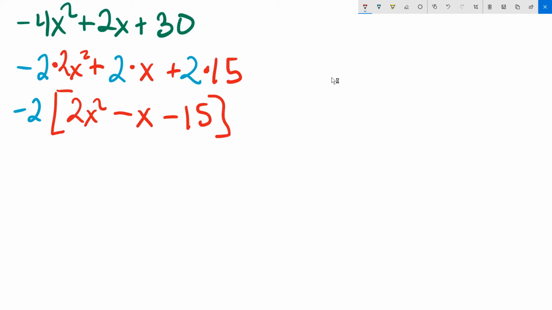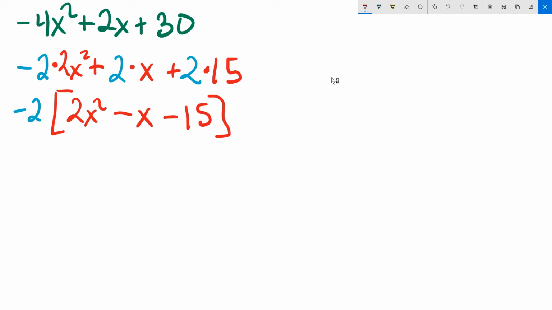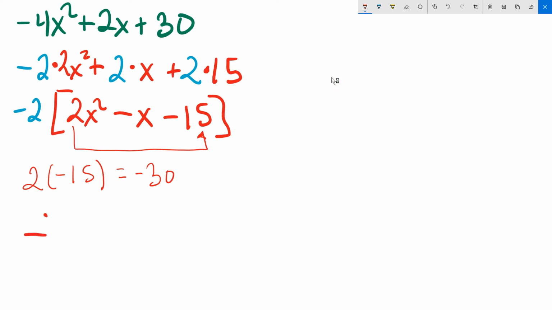Then after that, the next stage, you focus on the trinomial within the brackets. In our case, I'm going to use the AC method. The AC method basically states the following: you form this product, the 2 times the negative 15. So 2 times negative 15 gives me negative 30. And then after that, I apply the following basic rules. I need two numbers multiplied together to be equal to negative 30, and the same two numbers added together have to give me negative 1.